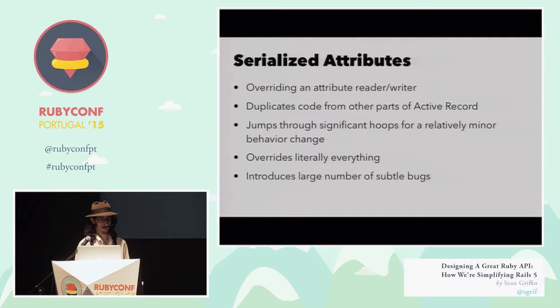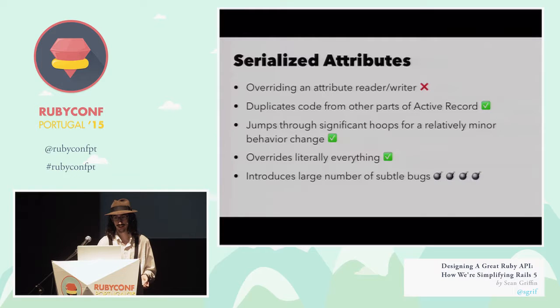So same thing, we're overriding an attribute reader and writer. Ironically, the one method that this doesn't actually specifically override is read attribute, but it's overriding every method that calls it. So same thing, it's duplicating a lot of code. Many of those methods are, if the attribute is serialized, almost the exact line from the original definition of whatever it's overriding with one minor modification. It's jumping through a ton of hoops. It overrides everything, and well, there were a lot of bugs here as well.